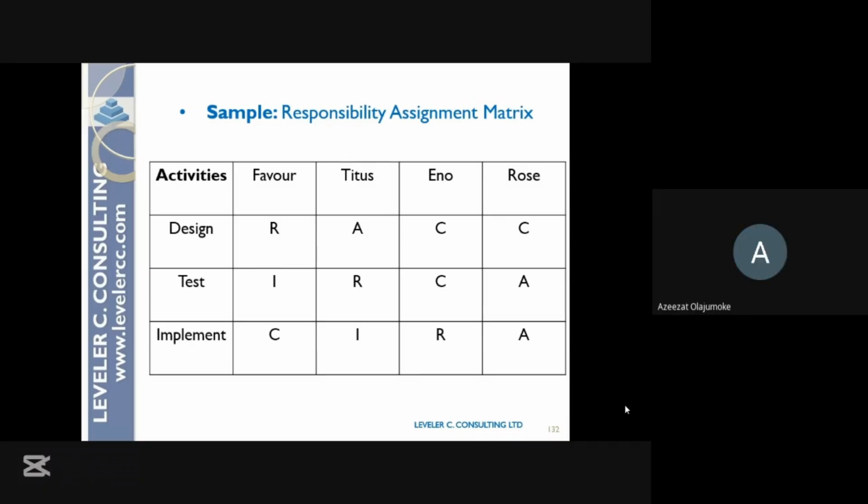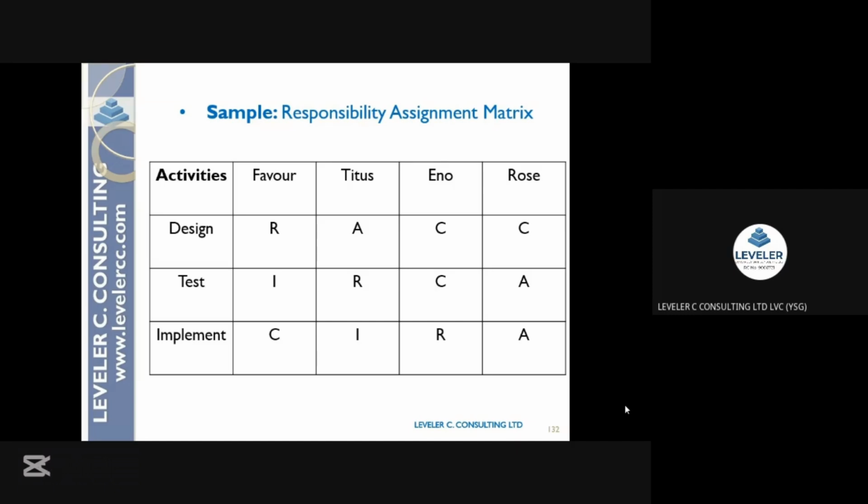Two people. Who and who? Favor and Titus. Okay, check again. One answer is correct, the other one is incorrect. Okay. Favor and Eno. Titus is accountable. Okay. Favor and Eno.